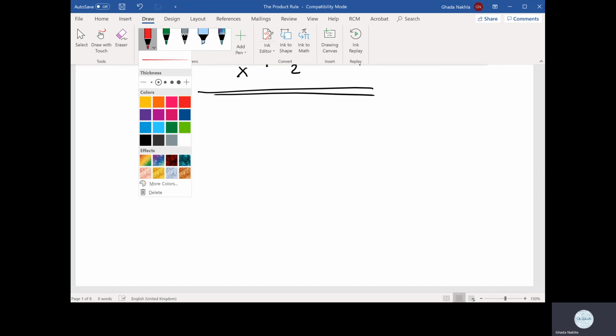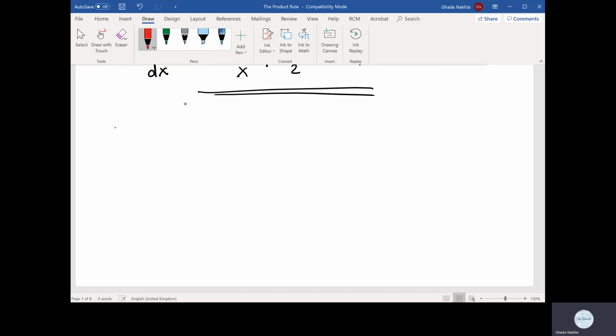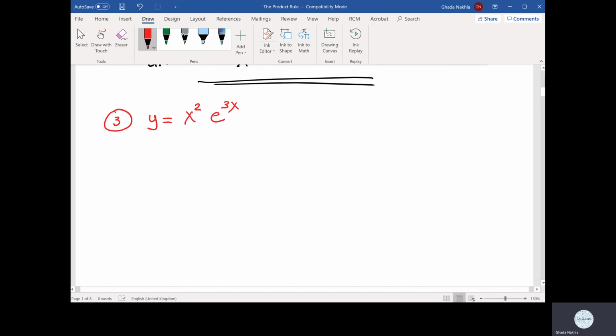Okay, let's take a look at something slightly harder. Example 3. And let's take a look at y equals x squared e to the 3x. Again, x squared is a function of x, e to the 3x is a function of x. A function of x multiplied by a function of x means product. We then use the product rule to differentiate. We let u equals x squared, let v equals e to the 3x. It doesn't matter which is which.